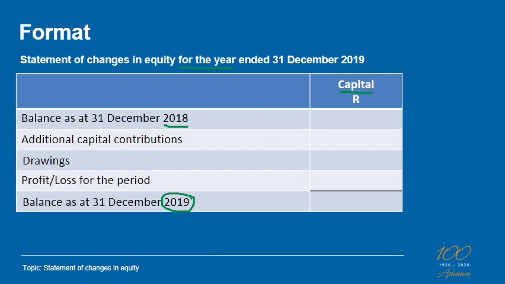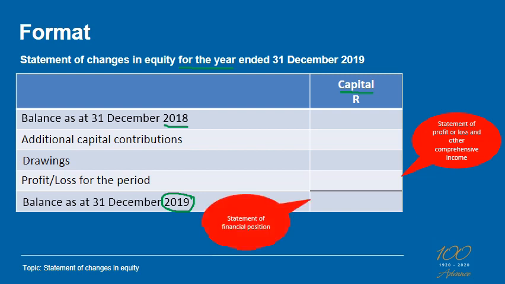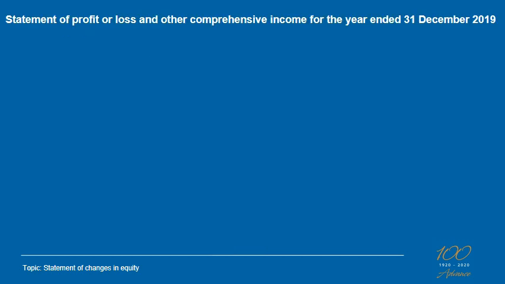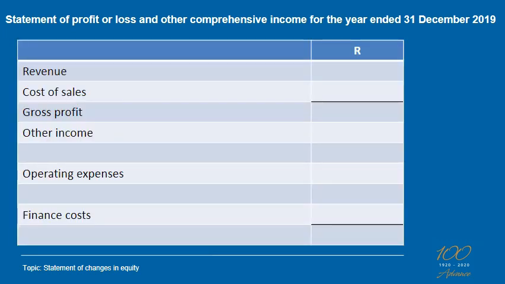So the statement of changes in equity will link the other financial statements in the following way. I would get the profit or loss for the period from the statement of profit or loss and other comprehensive income, while the balance at the end of the financial year will be transferred to the statement of financial position. So the statement of profit or loss for the year ended 31 December will end with the profit or loss for the period, and this is the amount that will be transferred over to the statement of changes in equity.